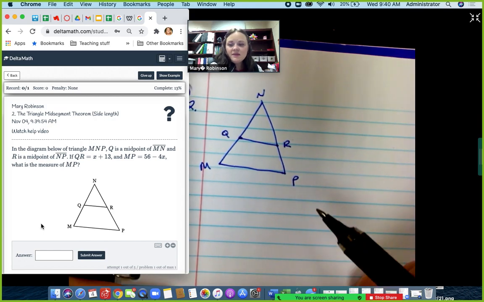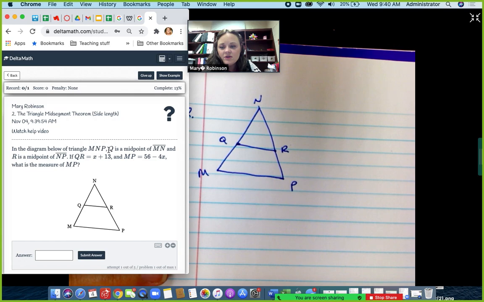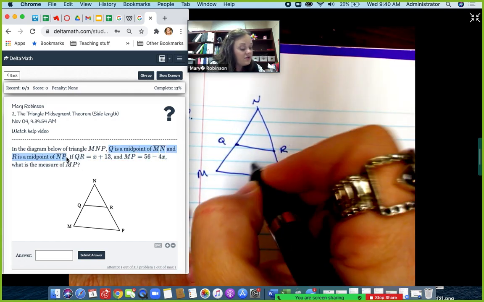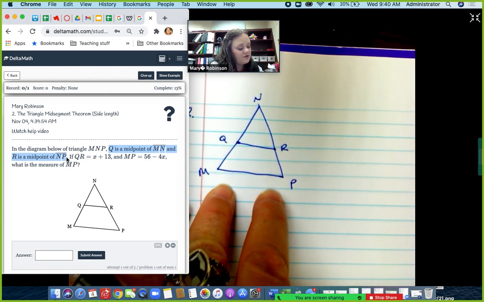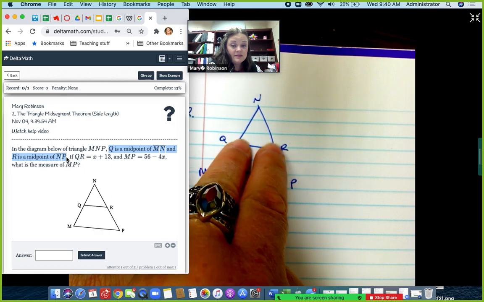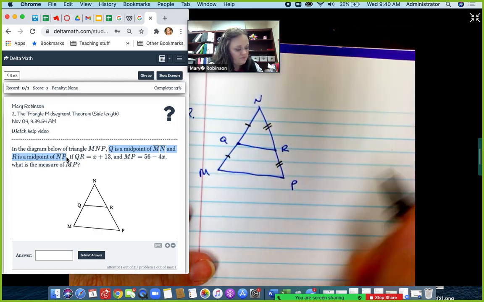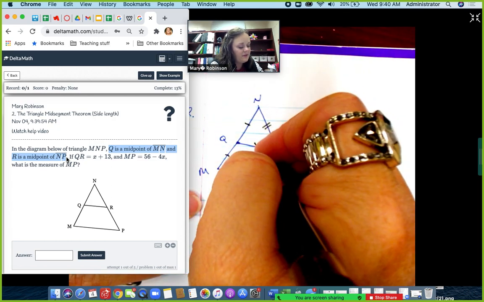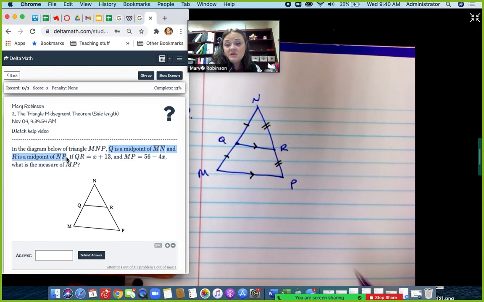So it says in the triangle, again, it's always going to tell you all this stuff here about Q being a midpoint and R being a midpoint of NP. That's just to tell you that the relationship is true, that if we double the midsegment, we'll get the base, okay? So all that is telling you that this is true. This and the fact that these are parallel are what allow us to do what we're about to do.